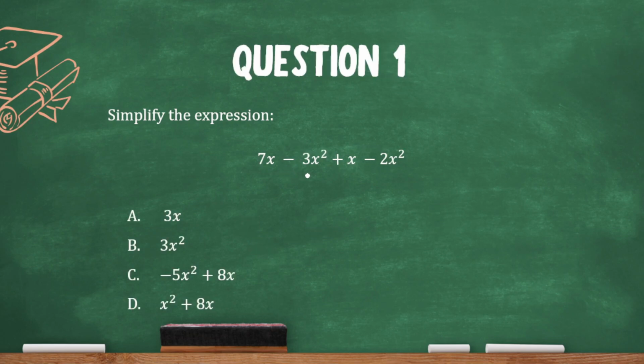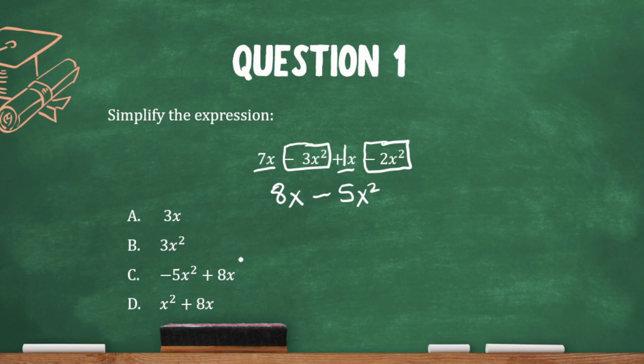Let's combine like terms. These are like terms because they both have x squared, and then these are like terms because they both have x. 7x plus x is 8x. If there's no number in front of the variable, it's 1. And then negative 3x squared minus 2x squared is negative 5x squared.